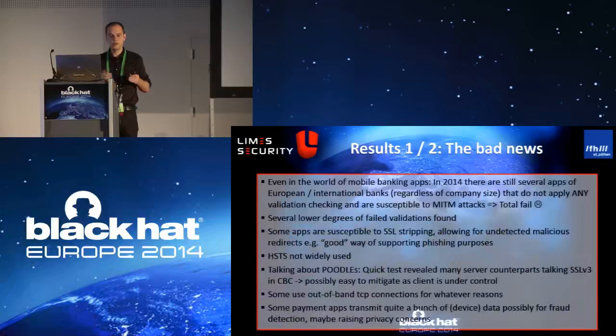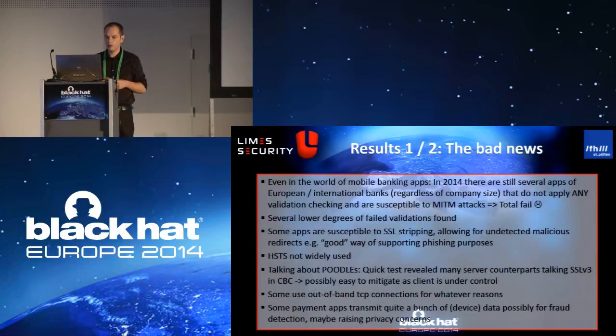We also found, of course, several lower degrees of validation. So some apps were, as I said, susceptible to SSL stripping, also making man-in-the-middle attacks easier for phishing purposes, for example. We also looked at how widely deployed HSTS is, so HTTP Strict Transport Security. Some of you may know it from browsers, of course. It's not as widely used as I expected.